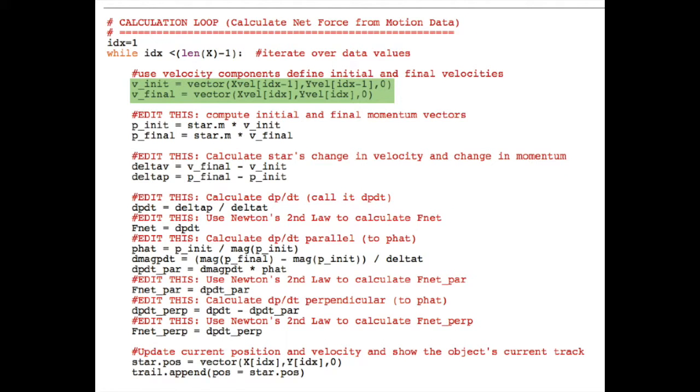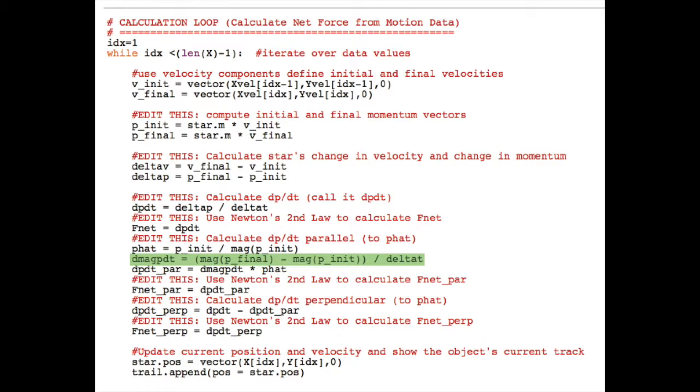In the next while loop, the initial and final velocities of the star are first defined. Next, the initial and final momentums are calculated by multiplying the velocities of the star by its mass. This gives the result of delta p and delta v. Next, dp dt can be calculated as the change in momentum over the change in time. Because we know through rigorous testing by other experiments, Fnet can be assumed to be the same value as dp dt. The direction of momentum can be found by dividing the initial momentum by the magnitude of initial momentum. This is called p hat.